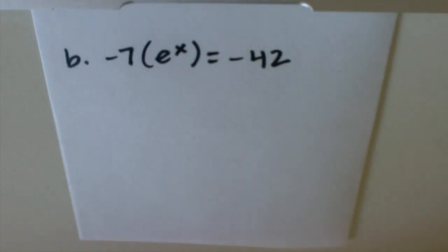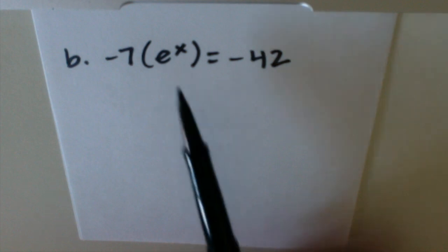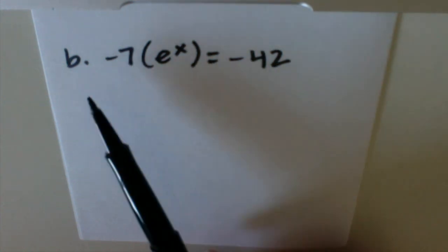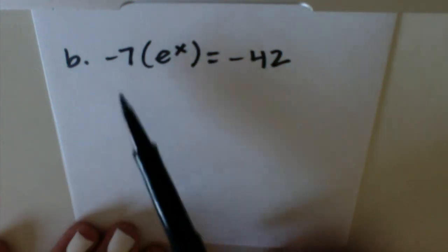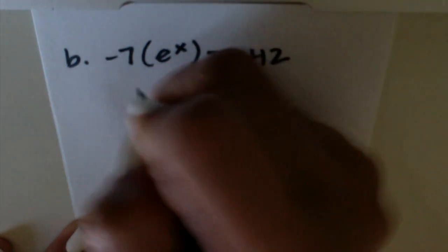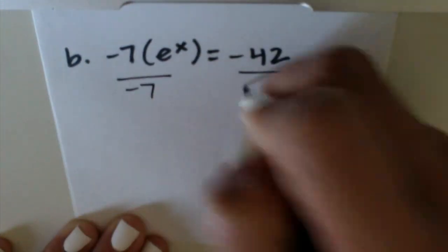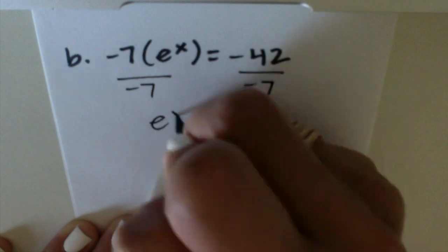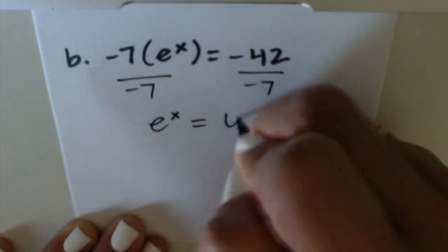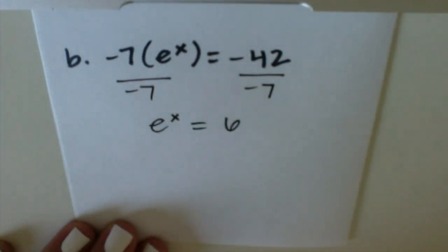This next example says negative 7 times e to the x equals negative 42. So like a regular equation, the first thing we're going to do to be able to solve for x is get rid of anything extra on that side. So we're going to divide both sides by negative 7. And so you get e to the x equals 6.